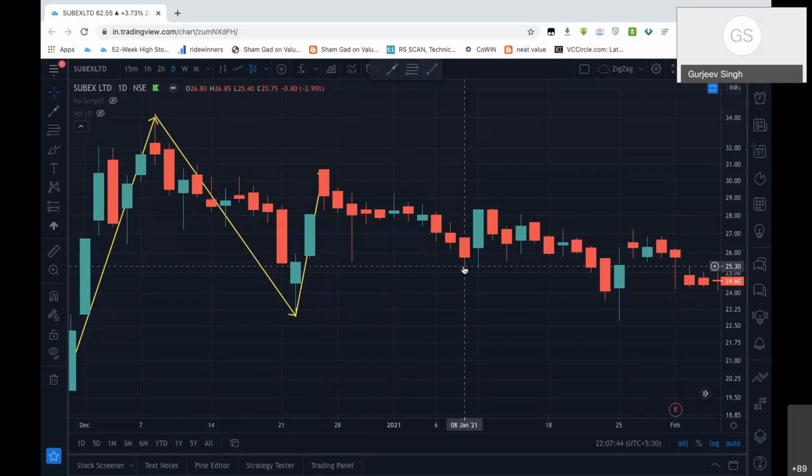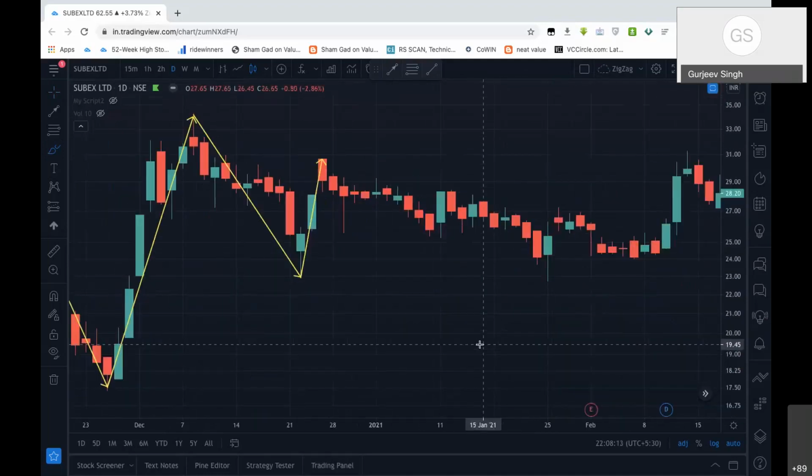Why no? No. The fourth bar is crossing the high of the first bar. Three members are saying yes. This is not a valid point because this is 1, this is 2, this is 3, and this fourth candle is crossing the high of the first candle. Yes, but this is not a valid point.